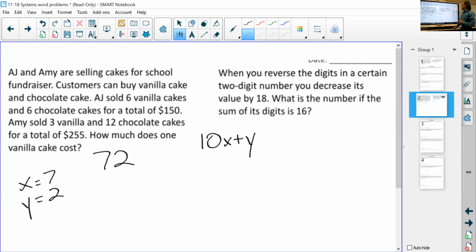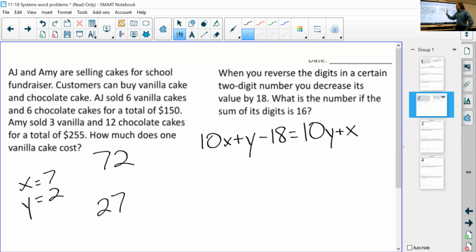So 10x plus y, and then if we decrease that by 18, so minus 18, we would get the number if we flipped it. So if we flip 72, that's 27, and then we would think of it the same way, only instead of 10x plus y, that would be 10y plus x. And I know that's difficult, but this is the idea. Right? So 10x plus y minus 18, that's what we're changing the value by, gets us the number flipped around. Okay, so 2 ways we can do this.